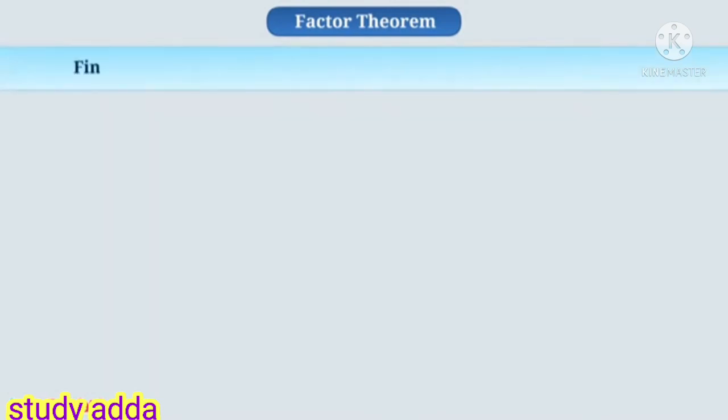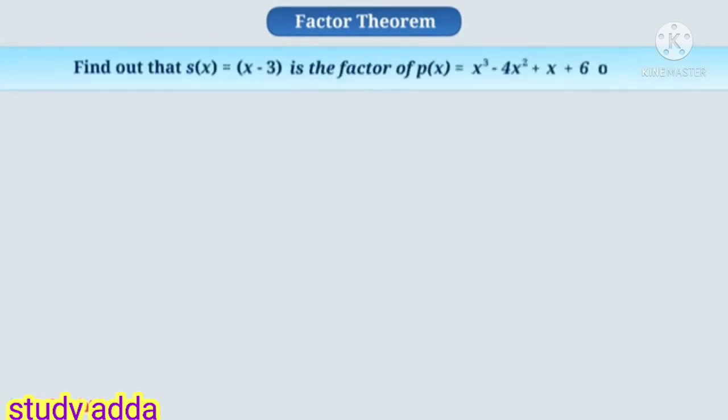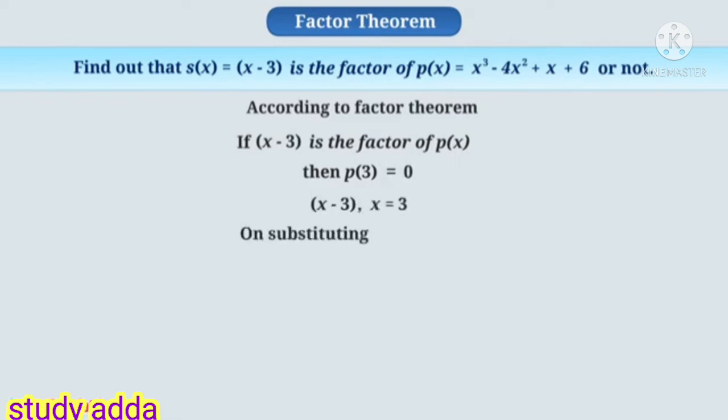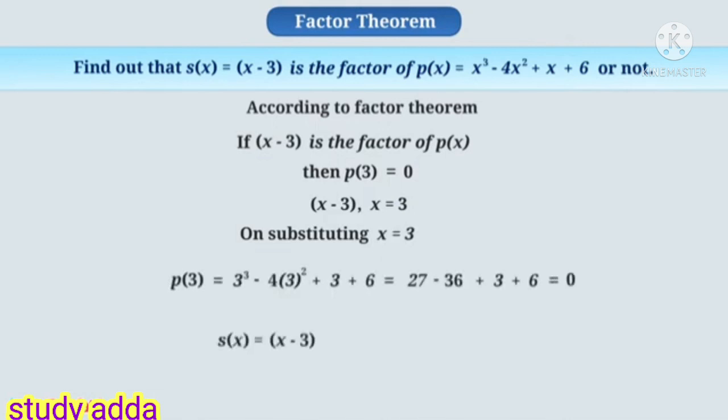Now, let us find out whether x minus 3 is a factor of p of x or not. According to factor theorem, if x minus 3 is the factor of p of x, then p of 3 is equal to 0. Since the root of x minus 3 is 3, on substituting x is equal to 3, we get p of 3 is equal to 0. Therefore, x minus 3 is factor of p of x.